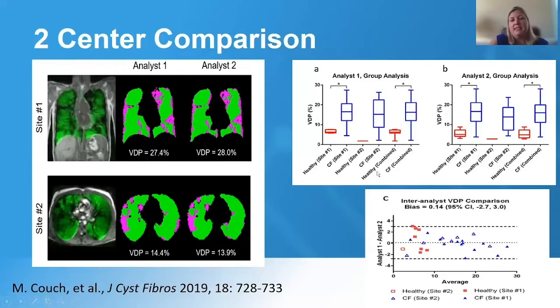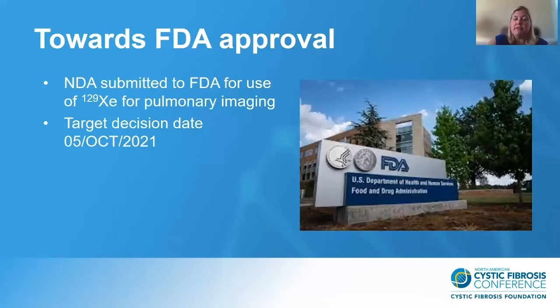They were also able to distinguish a significant difference in VDP between healthy controls and CF, even when the data sets were combined. And there was good inter-reader correlation as well. So all this has actually pushed the field of hyperpolarized gas MRI forward and towards FDA approval. A new drug application has been submitted to the FDA for use of 129 xenon for pulmonary imaging. And by the time you watch this video, hopefully there will be a decision regarding this, as the target decision date is in early October.